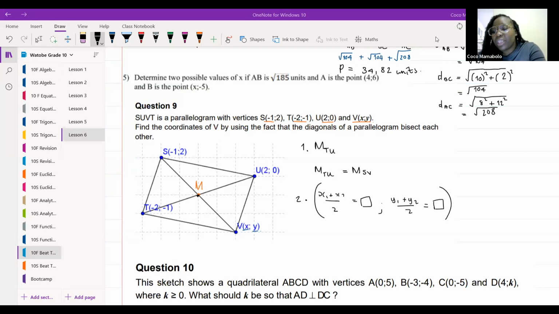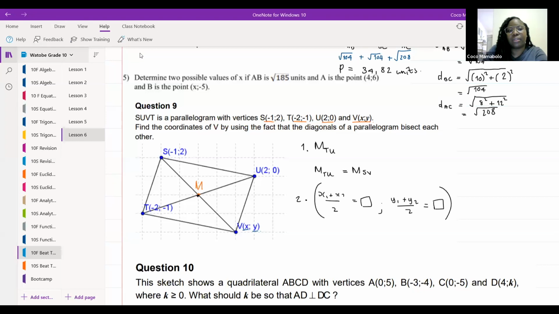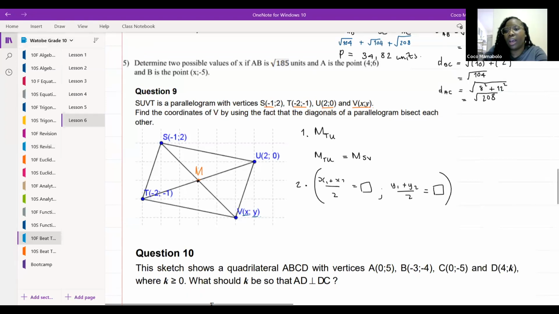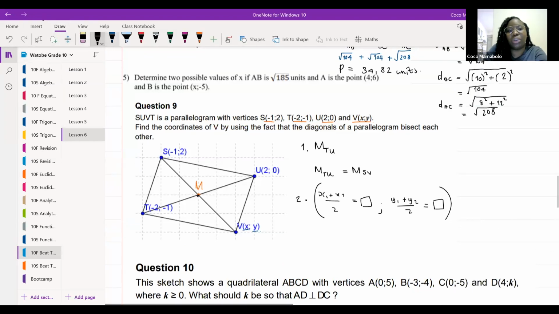Everybody's got exactly 3 minutes. Pop your favorite emoji in the chat once you've found the coordinates of V. Michael's asking, does y equal -2? Which y? I can tell you the coordinates of T over here are -2 and -1. So you guys can take that where you will.